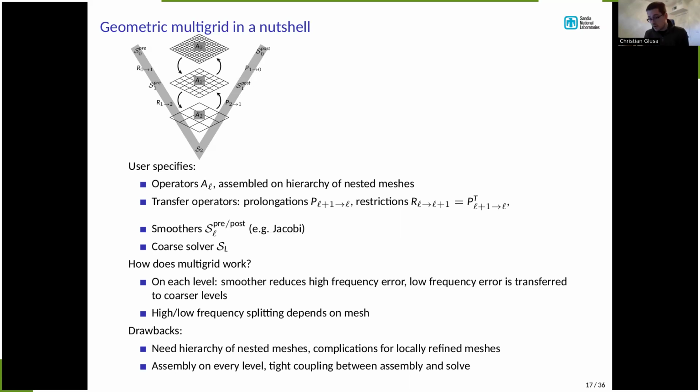Now, the drawback of geometric multigrid, and we'll loop back to this later, is that you effectively need this nested hierarchy of meshes. And if we're thinking about using locally refined meshes, then this can be a problem.